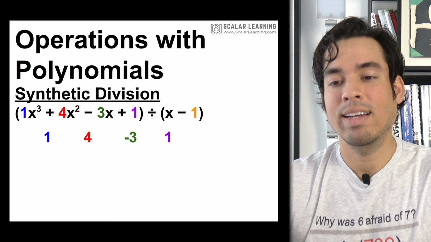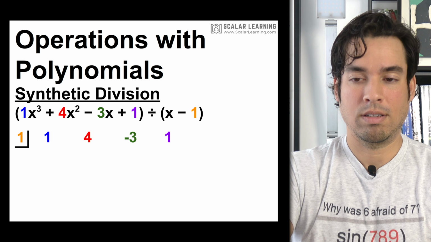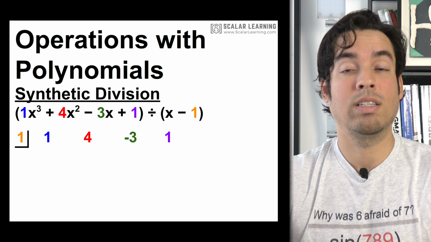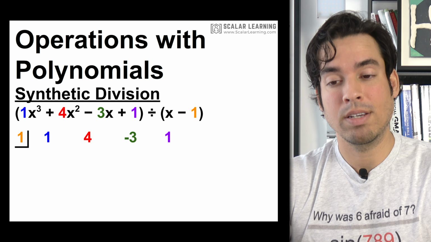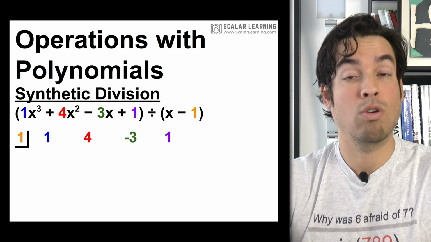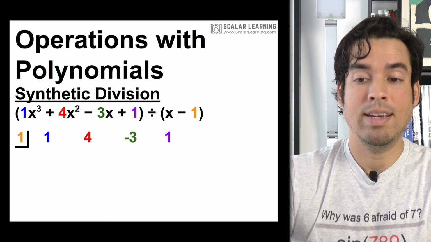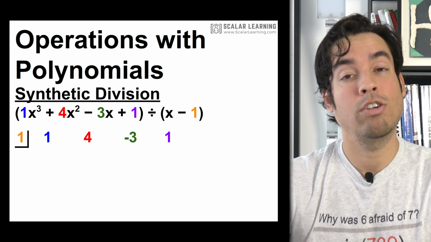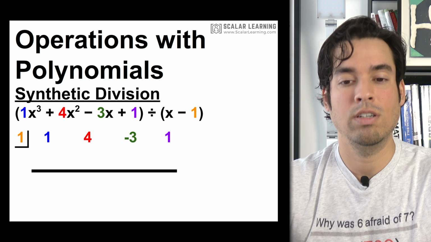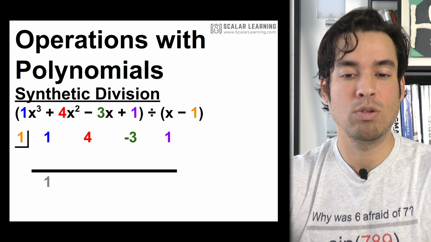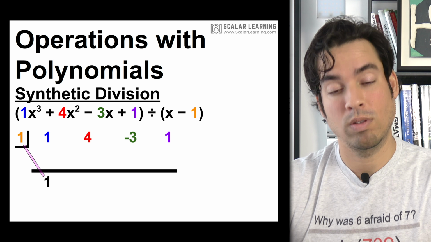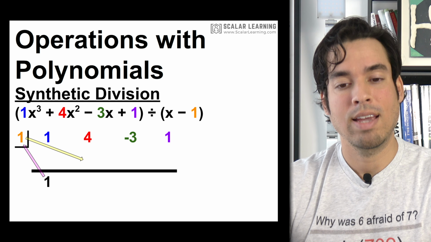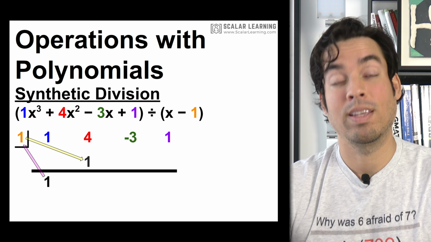Boom. Then I take the opposite of what's in that other binomial that it's dividing by. And this only works, by the way, if we're dividing by a binomial and we've got no coefficient in front of the x. So I'm taking not a negative 1, but a positive 1. Now here's the process. Throw a line down here. First thing is we just drop the blue 1. Then we take that and we multiply it against the 1 in the box, and then take that product and throw it down here. And again, we add.